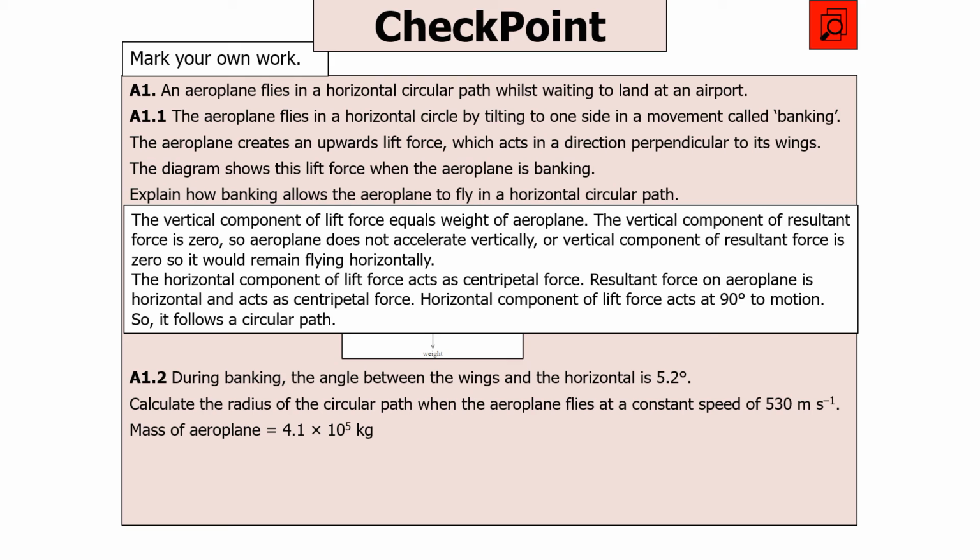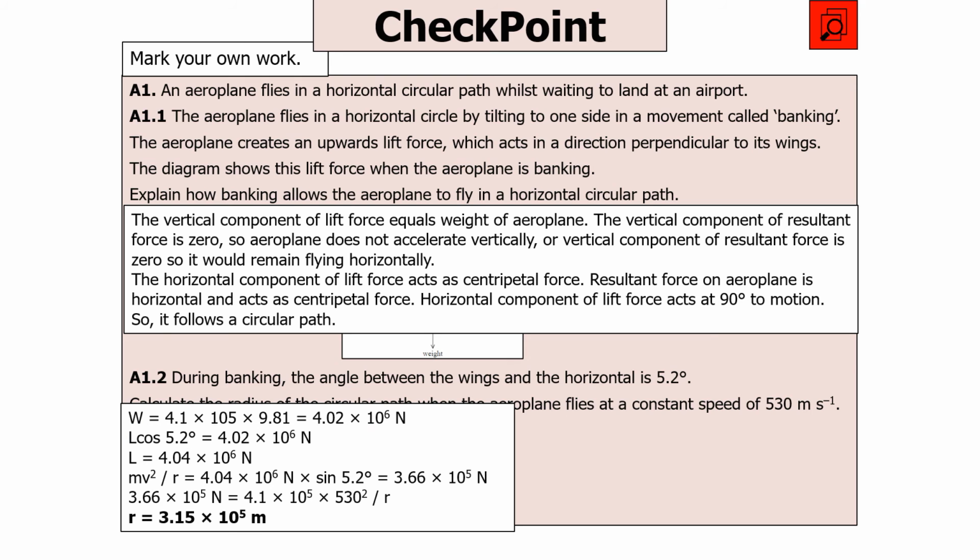Now in this next question, we know that W is equal to mg, so 4.1 times 10 to the 5 times 9.81 equals 4.02 times 10 to the 6 newtons. That's the weight. Now we know that the vertical component of the lift is L cos theta, so it is L cos 5.2, which is going to be 4.02 times 10 to the 6. So we can say L cos 5.2 equals mg, or the weight, so we can work out L via that method.